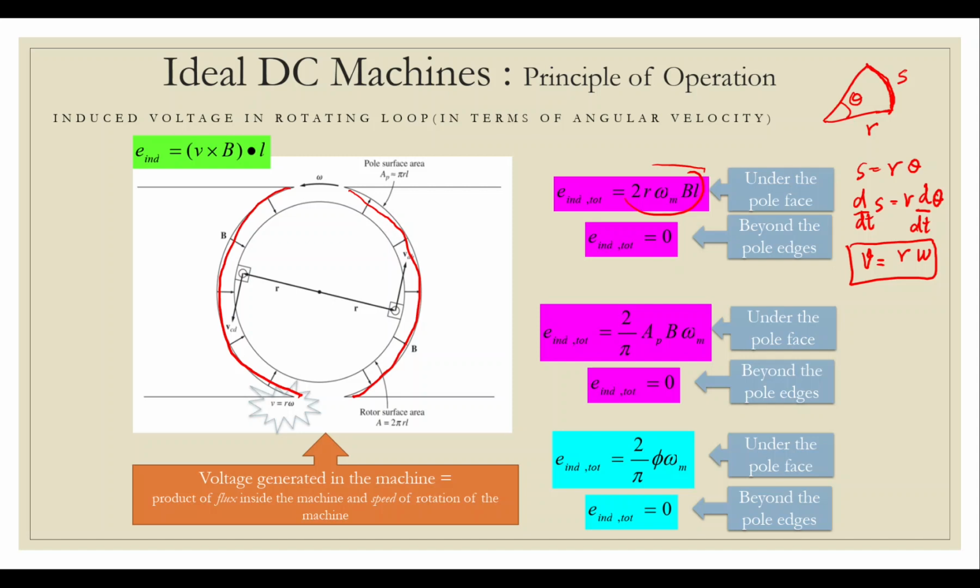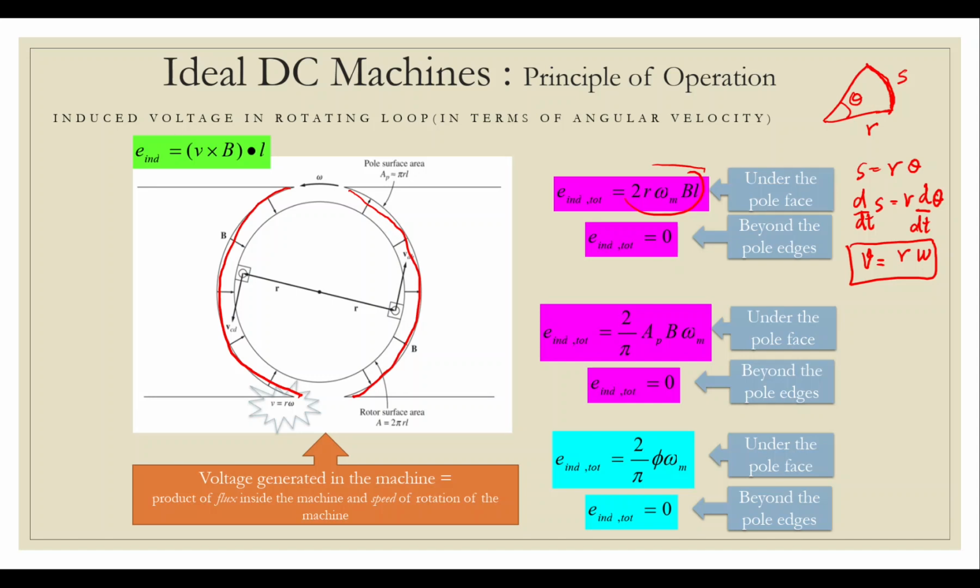So from here we can also simplify the equation. Right now we know that the induced voltage depends on the radius of the rotor, the speed of the motor, the magnetic field density, and the length of the rotor. Okay, we can actually represent that with another variable, which is flux.